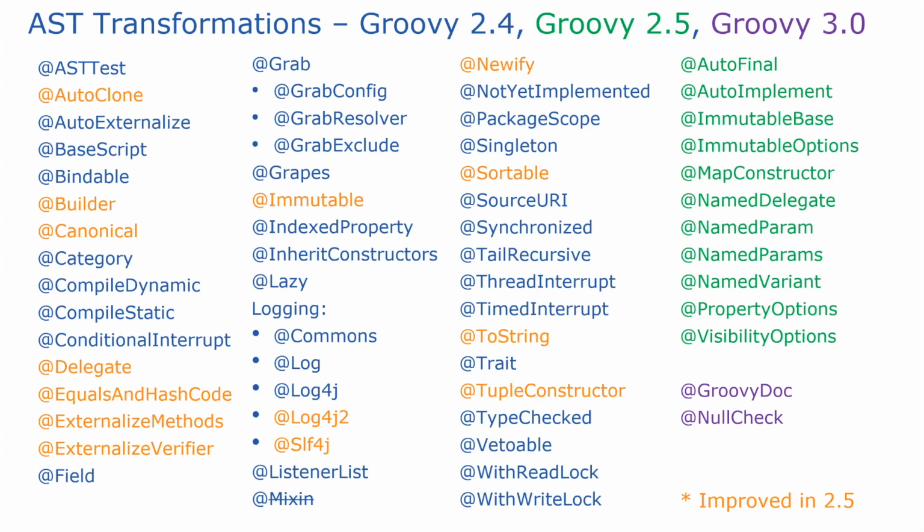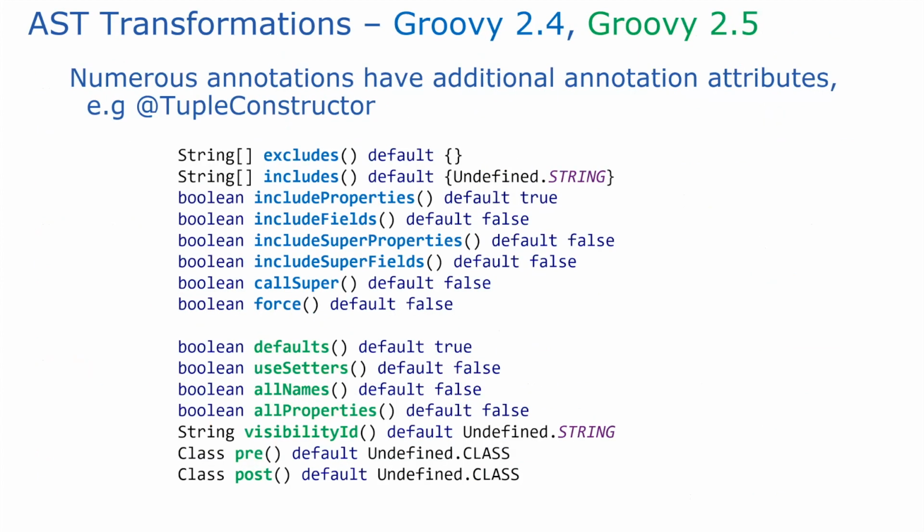The other thing to point out is that as well as adding the new ones, the green ones, in 2.5 a lot of the original AST transforms were revamped as well. By revamped, here's, for instance, TupleConstructor. All the blue ones were the configurability options that were available for TupleConstructor. In 2.5, you can see it has a whole bunch of additional ways to configure that AST transform.